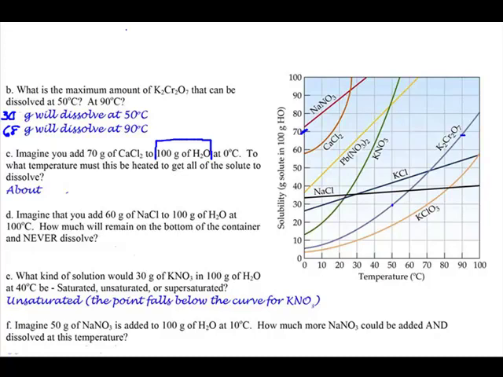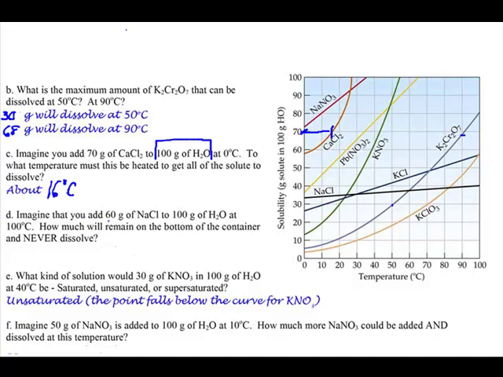So we're at 0. We have 70 grams. Let's go over, right here. That's where it's going to hit the curve, that's where it dissolves. Go down and, I don't know, maybe 16? About 16 degrees Celsius, we can get it to all dissolve.